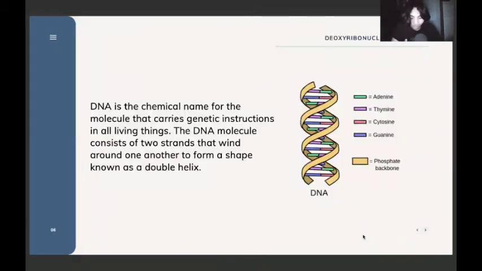DNA is the chemical name for the molecule that carries genetic instructions in all living things. The DNA molecule consists of two strands that wind around one another to form a shape known as a double helix. Each strand has a backbone made of alternating sugar and phosphate groups. Attached to each sugar is one of four bases: adenine, cytosine, guanine, and thymine.